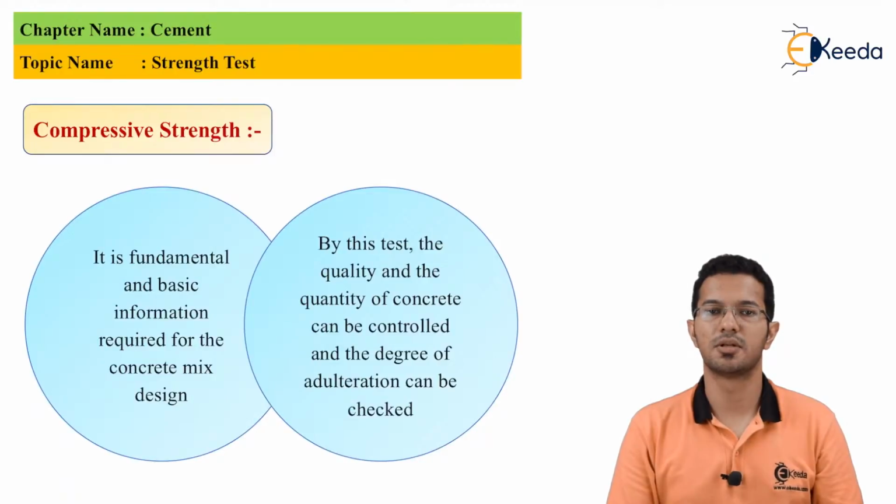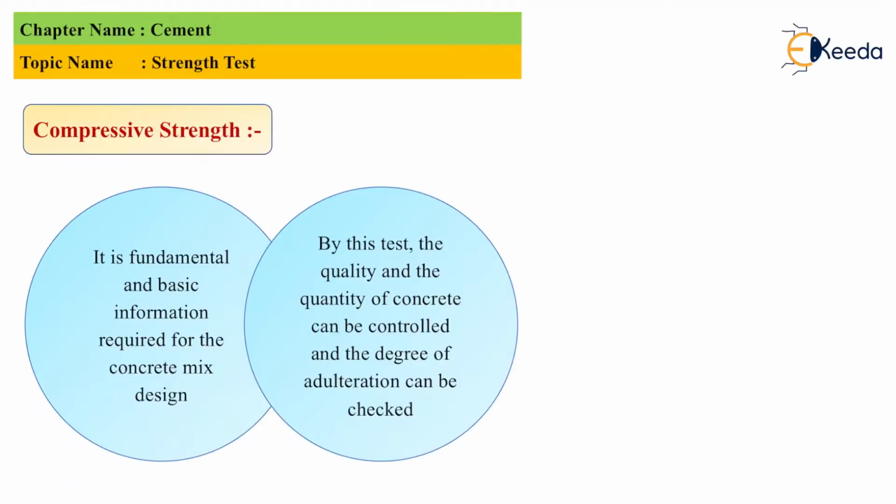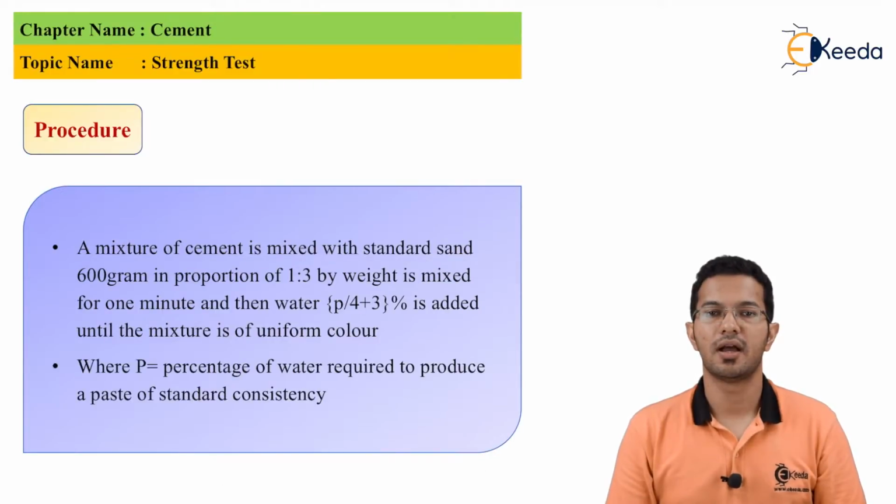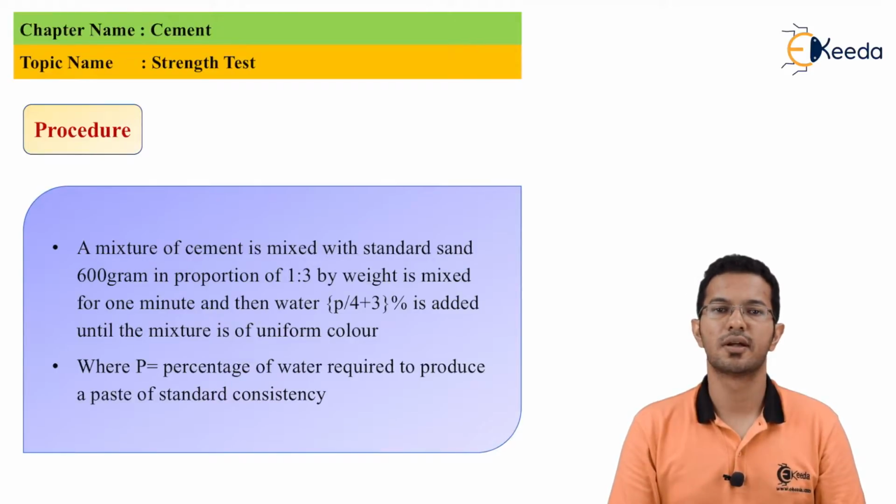Now, let's understand compressive strength. This strength is very important because in most concrete structures, compressive loads are applied. Therefore, compressive stresses are generated, and this fundamental, basic information is required for concrete mix design. By this test, the quality and quantity of concrete can be controlled and the degree of adulteration can be checked. Now, let's look at the procedure of this test, which we should follow very carefully. All these points should be considered.